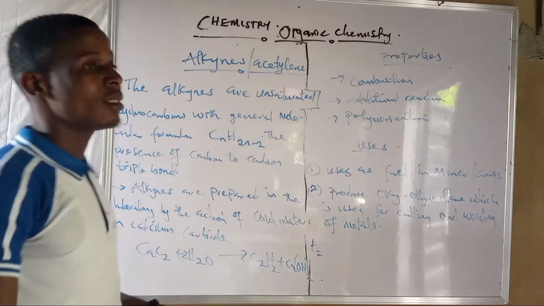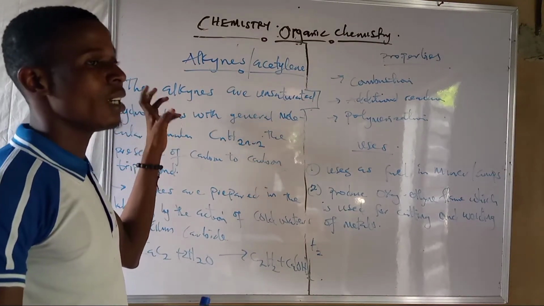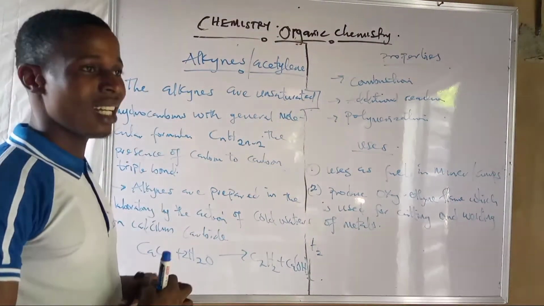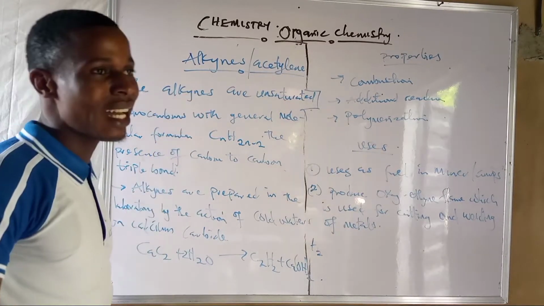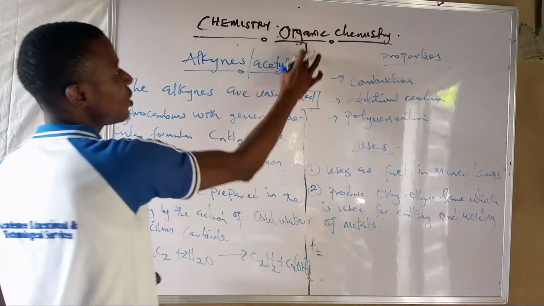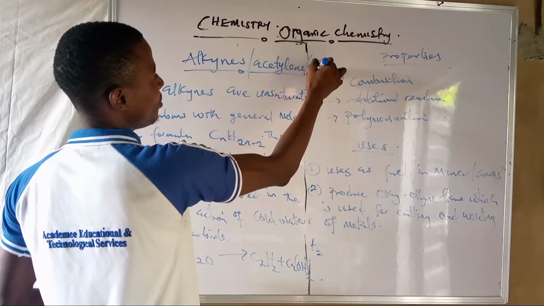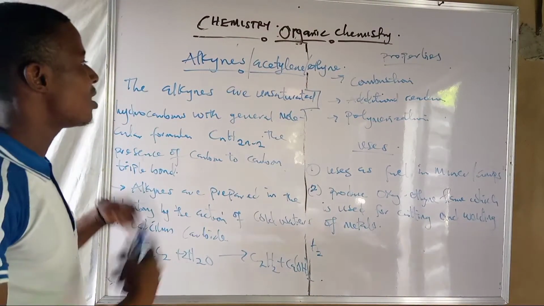Welcome back. We have taken two out of three of the acyclic hydrocarbons. We have taken alkane. The next one is alkyne, which is also called acetylene. This acetylene is ethyne, the first member of the series. Are you getting me? So let's start.